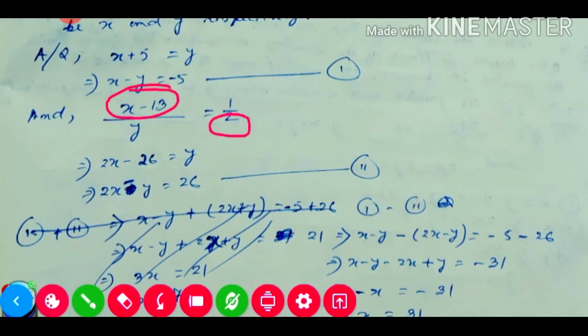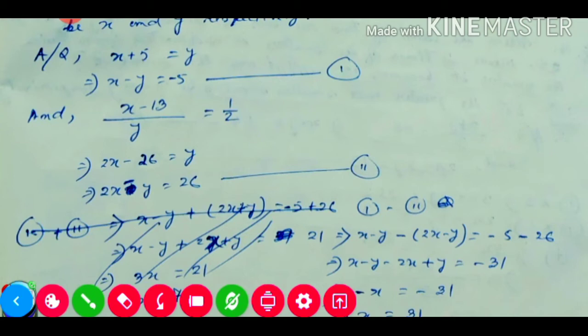Left hand side numerator into right hand side denominator, and left hand side denominator into right hand side numerator. So we are getting 2x minus 26 is equal to y. 2x minus 26 is equal to y. Now this plus y, this one is on our right hand side, it will shift to our left hand side, so it will be minus y, and minus 26 when we shift to our right hand side will be plus 26.